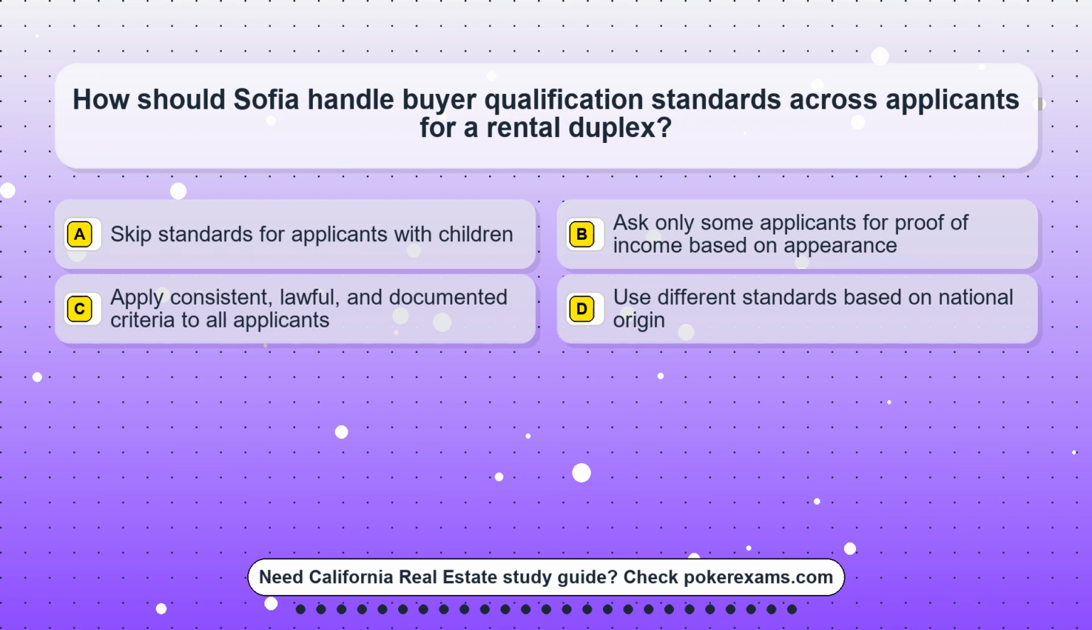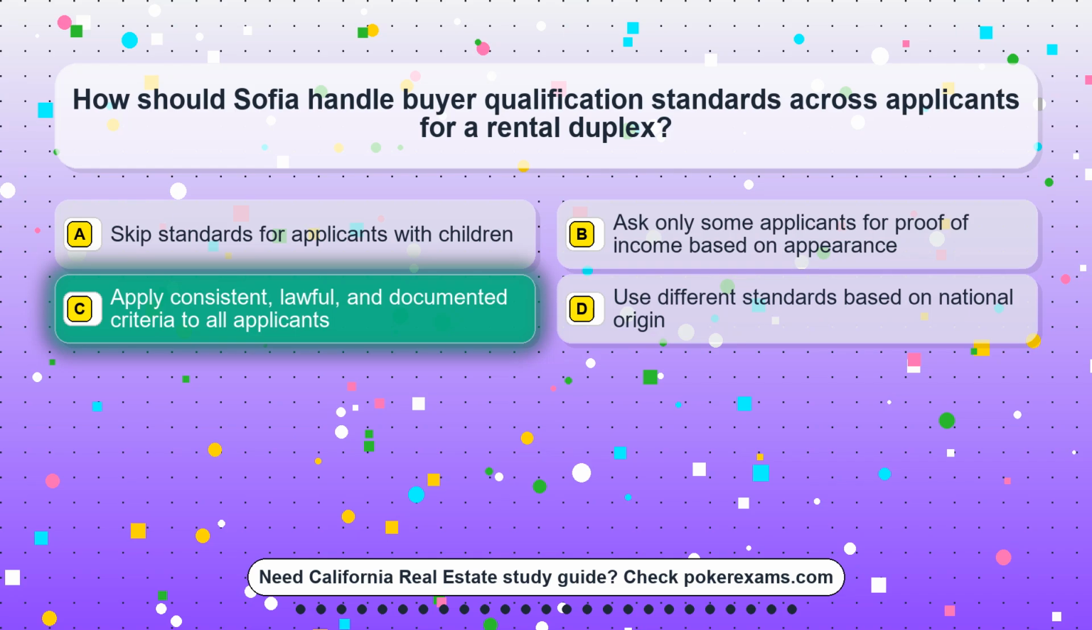Question 4. How should Sophia handle buyer qualification standards across applicants for a rental duplex? Option A. Skip standards for applicants with children. Option B. Ask only some applicants for proof of income based on appearance. Option C. Apply consistent, lawful, and documented criteria to all applicants. Option D. Use different standards based on national origin.